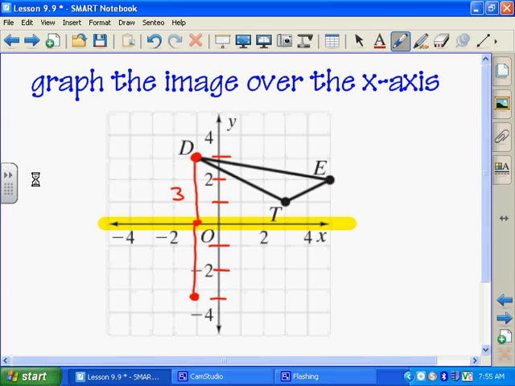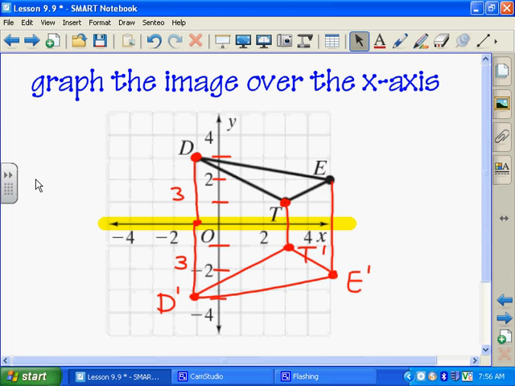Now if I do T, I go down 1 on T, and I go down 1 more, and that is T prime. And then I'm going to do E, which is at 2, and then I'm going to go 1, 2 spaces down, and that's E prime. And then what you do is you connect your dots, and you have a brand new figure. This new triangle that I just drew is the image of DTE reflected over the x-axis. And that's it. That's all you have to do for that.